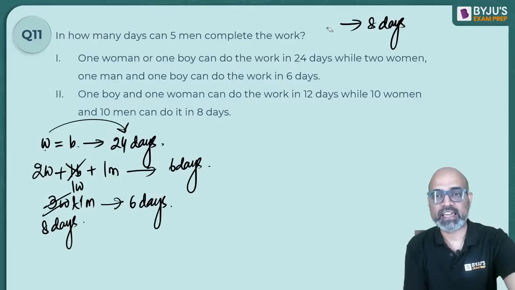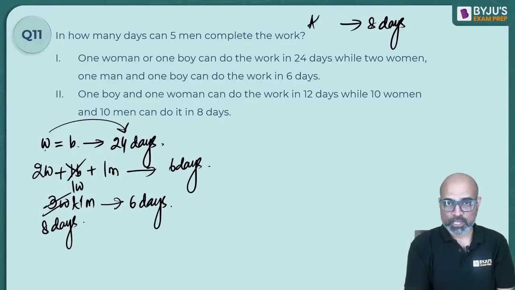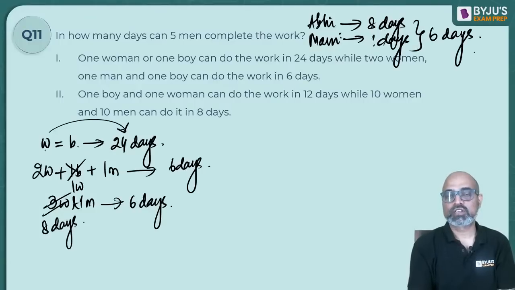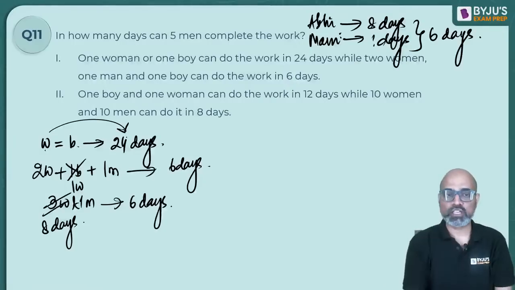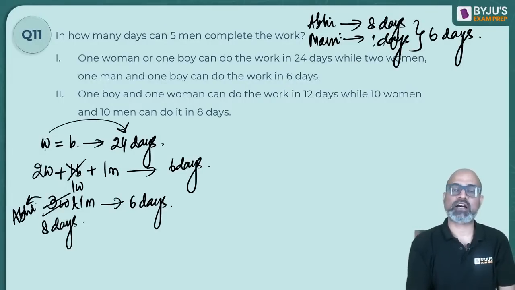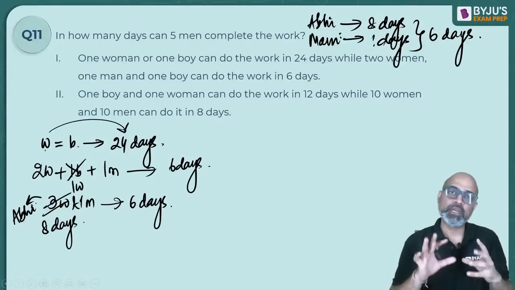Now the question becomes: A can finish the work in 8 days. Sorry, I will not take A. I will take Abhishek can finish the work in 8 days. Mani finishes the same work in how many days? Together they take 6 days to finish. You can solve this yourself. I am calling these 3 women by the name Abhishek and Abhi.